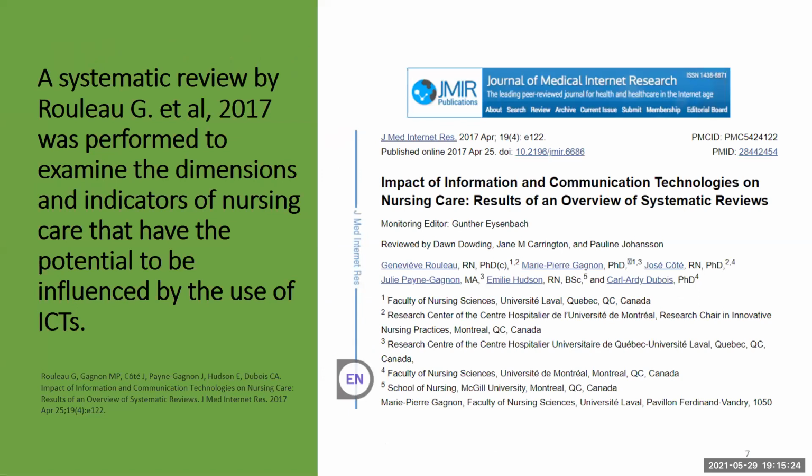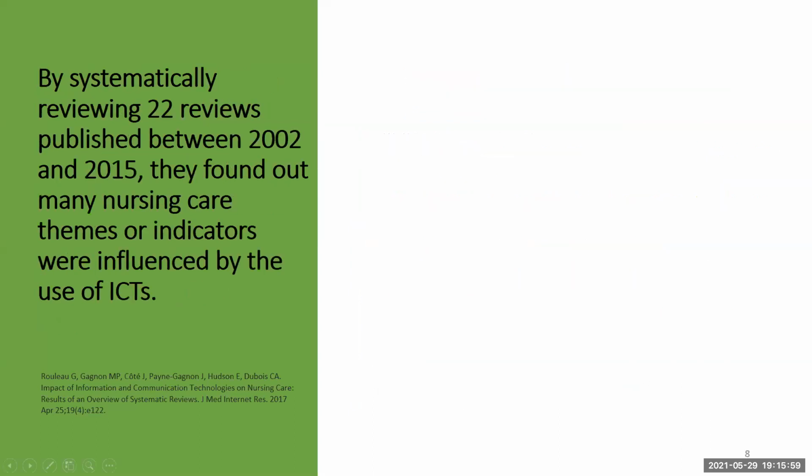Here, I have brought you some examples from the literature where technology actually facilitated nursing care. In this slide, you can see that a systematic review was performed in 2017 to see what dimensions or aspects of nursing care would be under the influence of, let's say, different examples of information and communication technology. In this review, they identified 19 aspects.